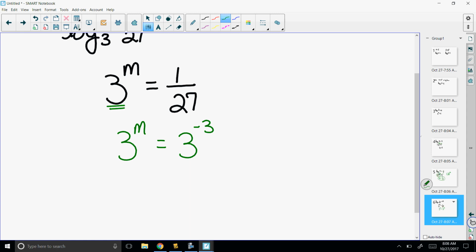-3. 3 times 3 is 9, times 3 is 27. Since it's a fraction, it's a negative exponent. So now that it's in this format, if I have two exponentials equal to each other, the base is the same. If the values are the same, then what has to be true about the exponents? They have to be the same. So m is equal to -3. Okay with that one.